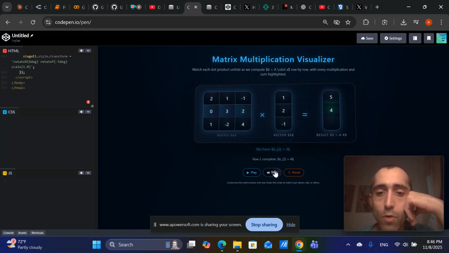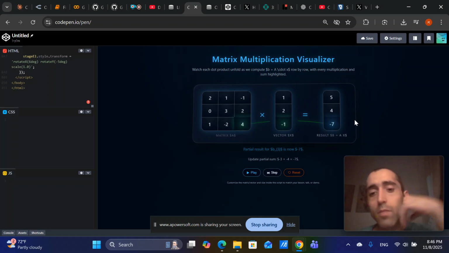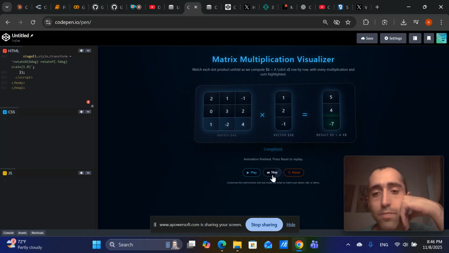Great, now next row. And I take 1 times 1, which would be 1 here. And again, continue. The next one is minus 2 times 2, which is minus 4, added to the 1 that I had right over here, which becomes minus 3, and the last one, 4 times minus 1, which is minus 4, now added to what I had here, and I get minus 7. And this is it. This is the result of this multiplication.